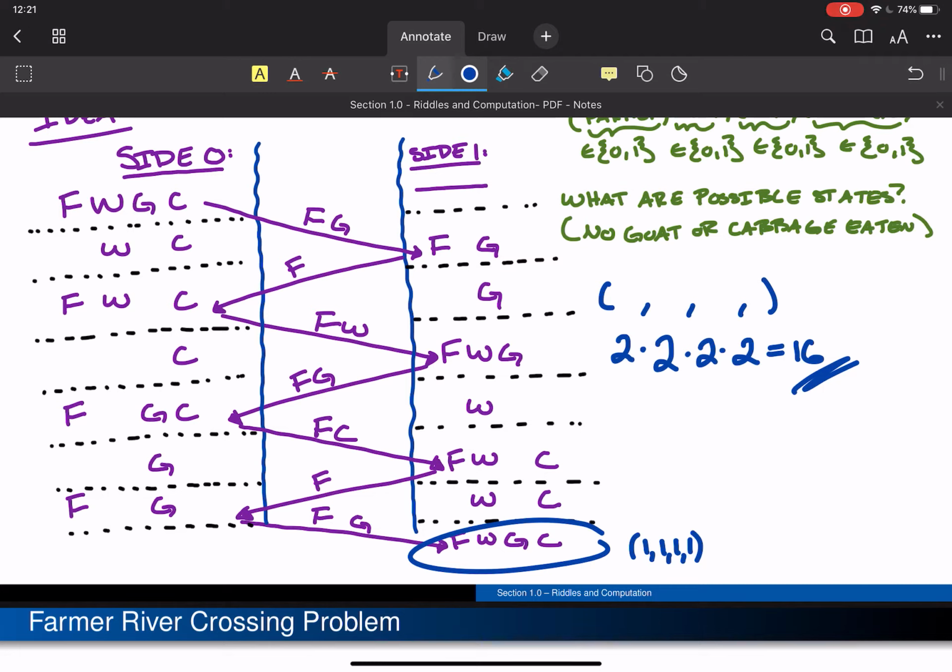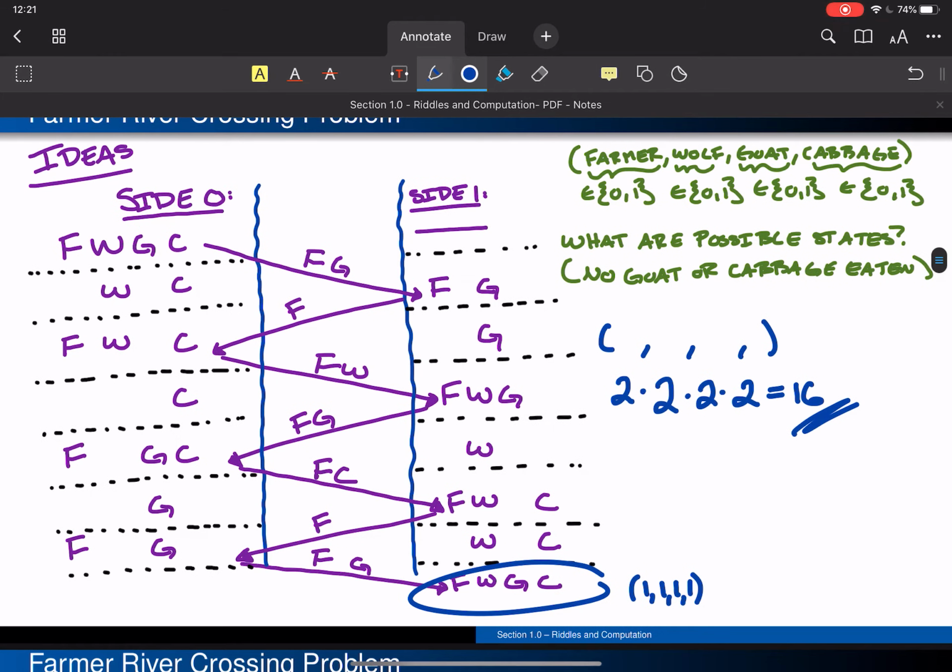A kicker here, though, is that not all of these states are actually reasonable. By reasonable, I mean that there are some additional rules to the game that we're actually playing. Namely, if the goat and the cabbage are left alone, the goat's going to eat the cabbage. If the wolf and the goat are left alone or unsupervised, that is, the farmer's on the other side, the wolf's going to eat the goat. So of these 16 overall states, some of them are not ones that we want to reach, because if we enter one of those, something is going to be eaten, which means we do not solve the actual riddle.